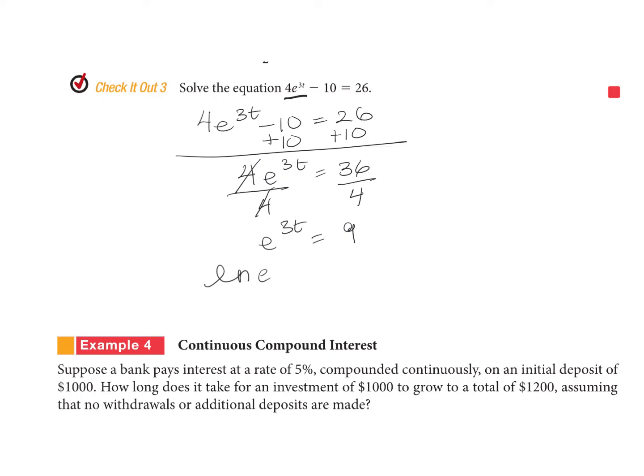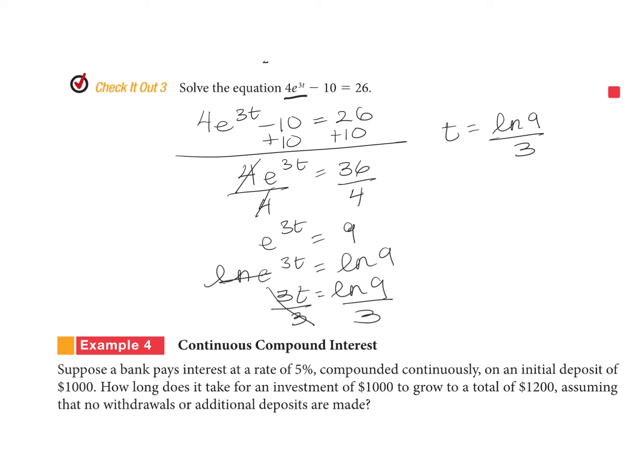Taking the natural log of both sides. Dividing by 3. All right, so t equals exactly the natural log of 9 over 3. And that as a decimal is t equals 0.732408. Always plug this into my original equation and make sure I have it right.